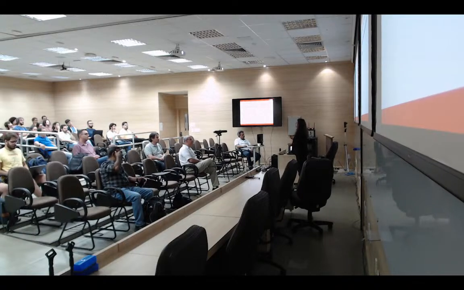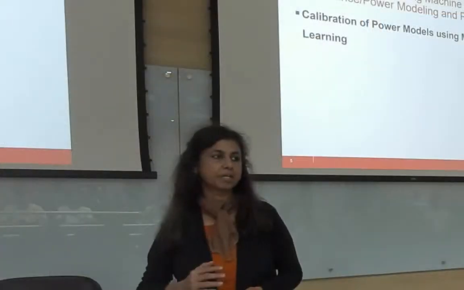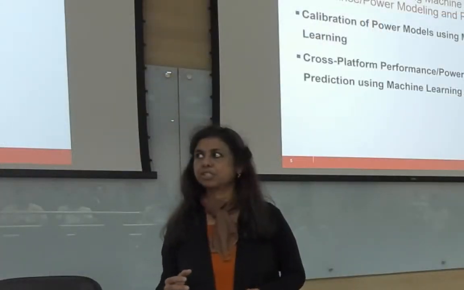So for today's talk, three examples on performance modeling and prediction, performance or power. And the first one is a calibration of power models. The models you make have errors, so how to calibrate them and make them more correct using machine learning.